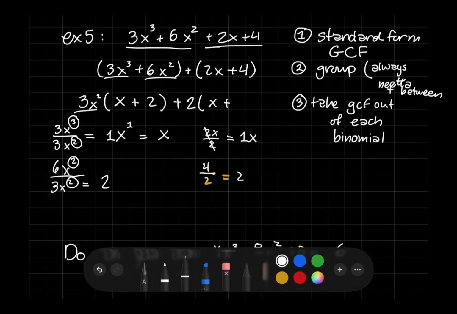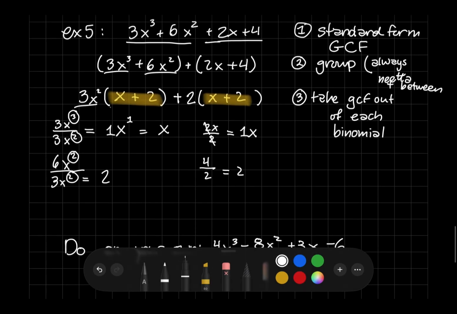X plus 2. You may recognize these are the exact same, and that is exactly what you want. If what is inside our parentheses is not the exact same, then something is incorrect and we need to fix that. So that leads us to step 4, combine greatest common factors and parentheses.